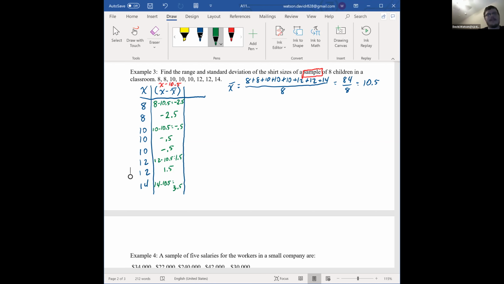All right, the last column, x minus x bar squared. So if we square each of these numbers, negative 2.5 squared is going to be 6.25.